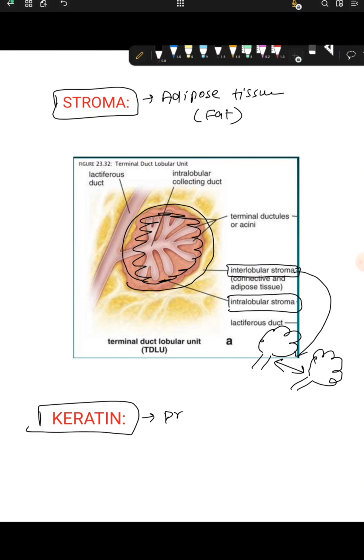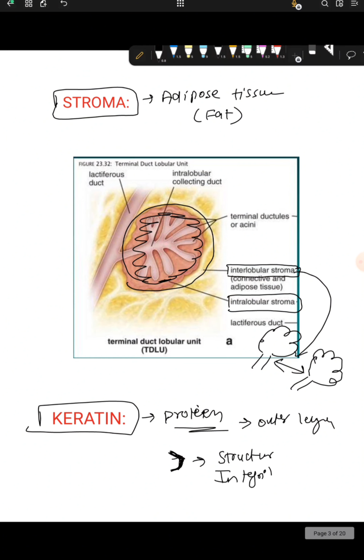In the Dogar book, on the first page, there is also a mention of keratin. So keratin is a protein, and it is present on the outer layer of the nipple. So this is the nipple, and there it is present, and it is responsible for maintaining the structure and the integrity of the nipple.